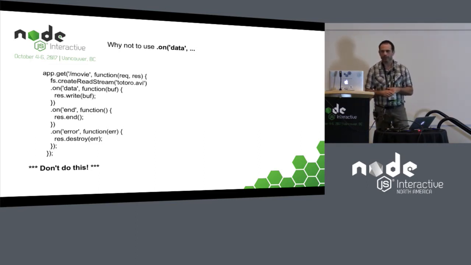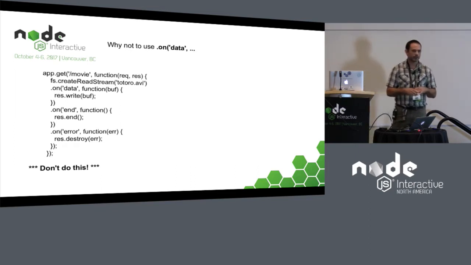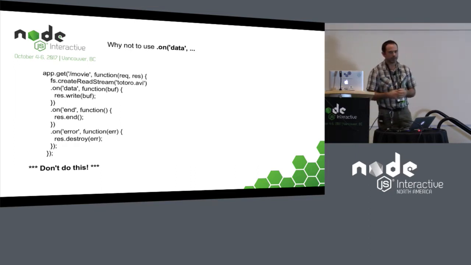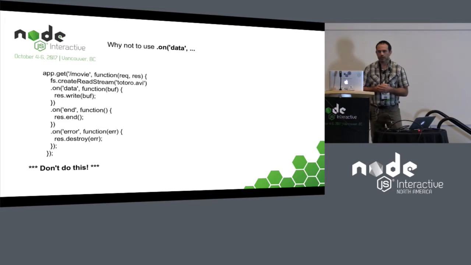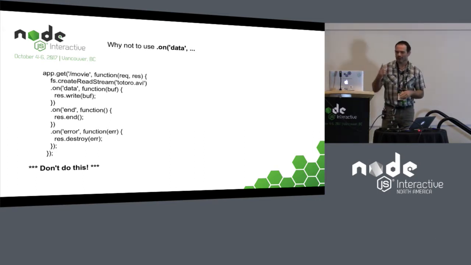you'll see that there's an event called the data event. With any stream, you can do on data, pass it a callback, and you'll get fed data, which is wonderful. It allows you to put together code like this. This is a really cheesy movie fetcher. It returns a great movie, Totoro, but only one movie.